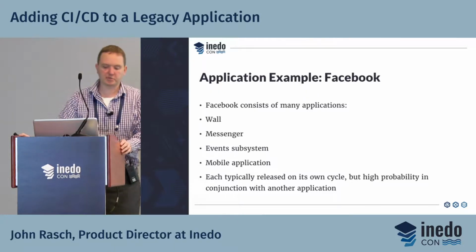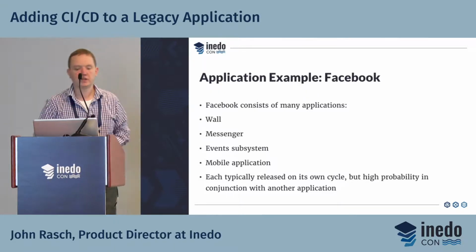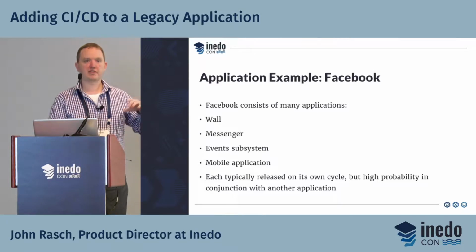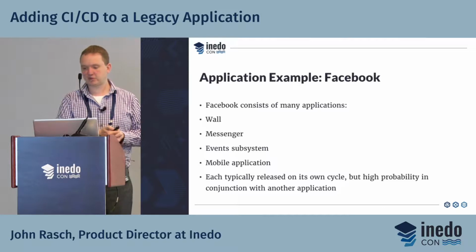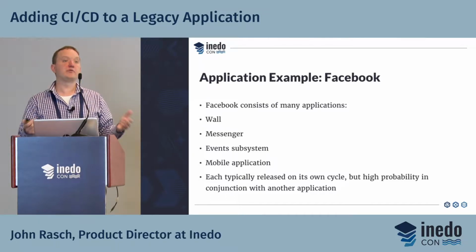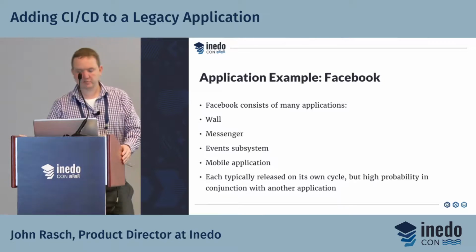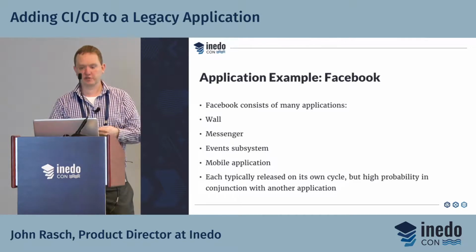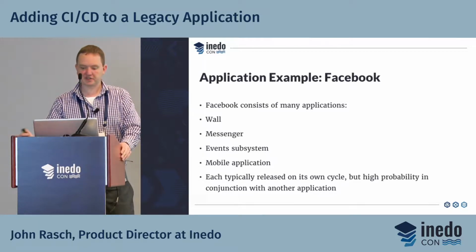Each of these things is typically released on its own cycle, but there's a high probability it's in conjunction with a different component. So for example, you want to add the unread message count to the messenger system. Well, you also have to update the mobile app in order to implement that feature as well. So both of those are then deployed likely at the same time.